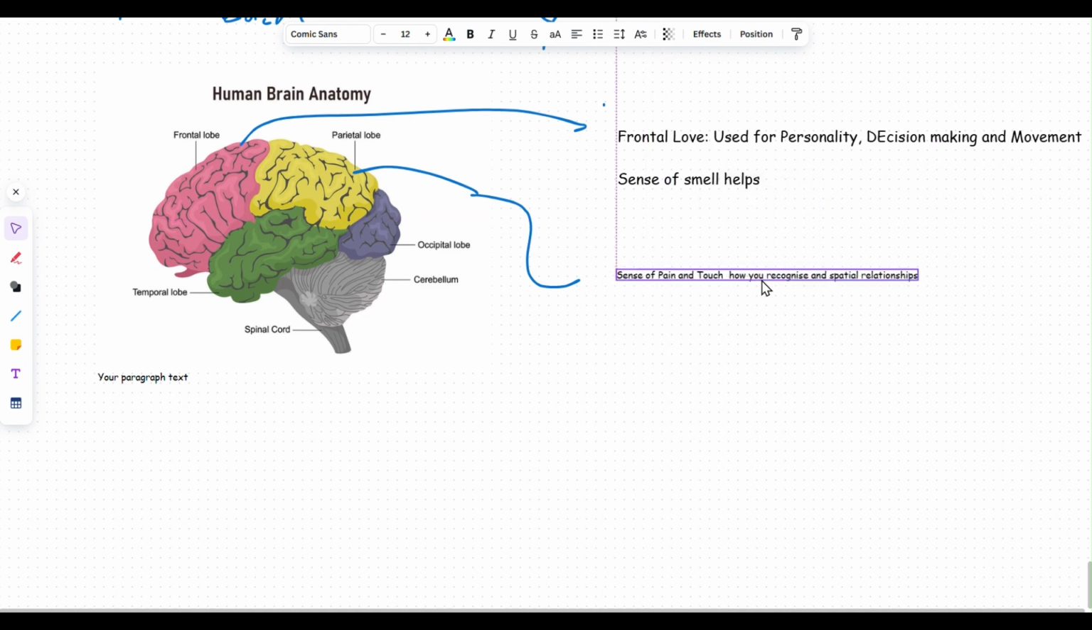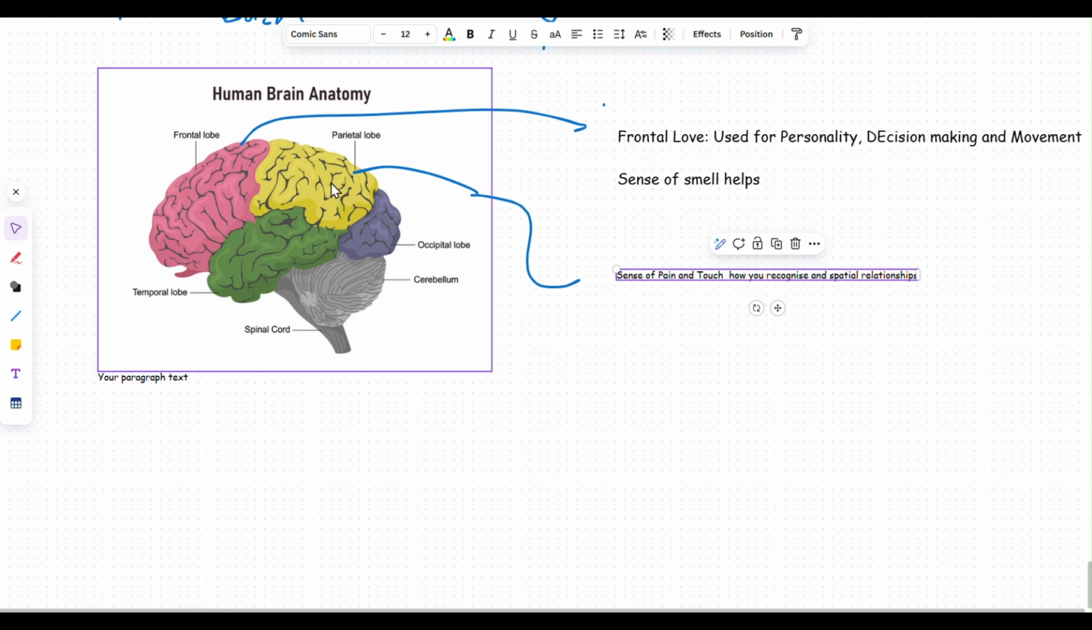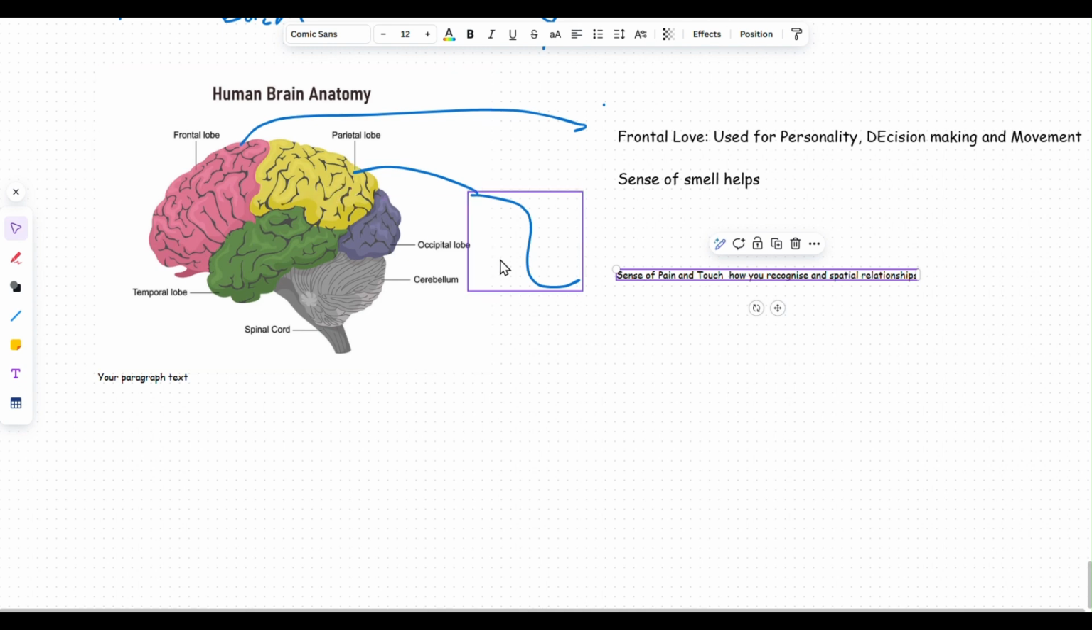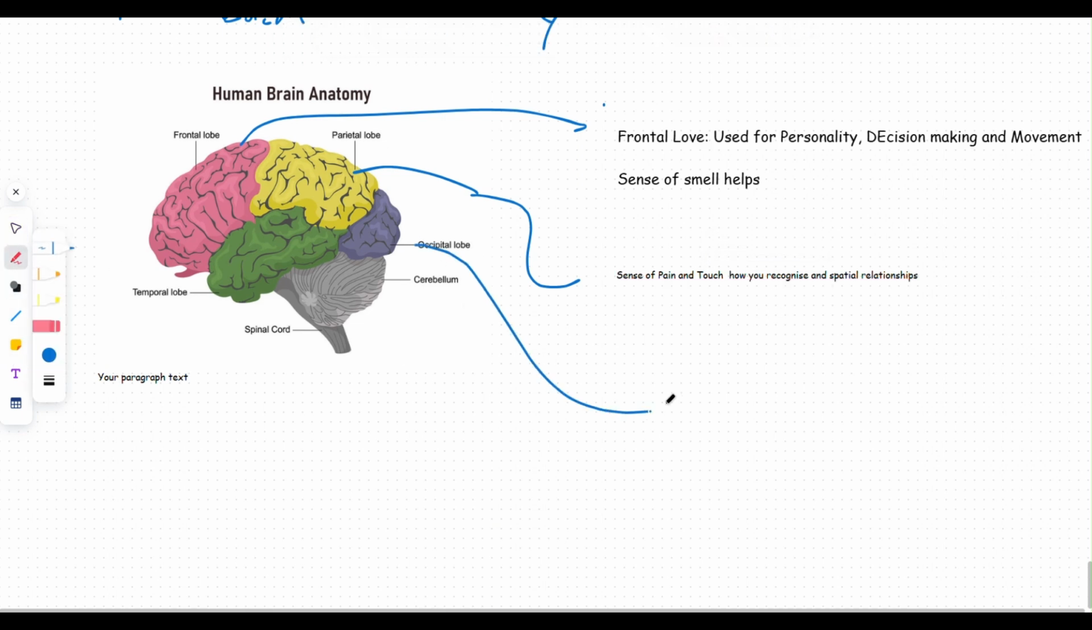That's basically it. It's part of the middle brain, like the top of your head. The occipital lobe, it's part of the name already. It's just used for seeing. It interprets sight. It's involved with vision.